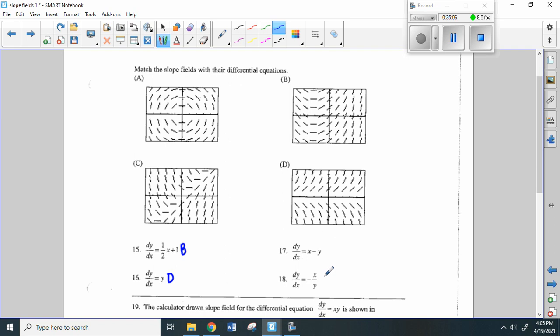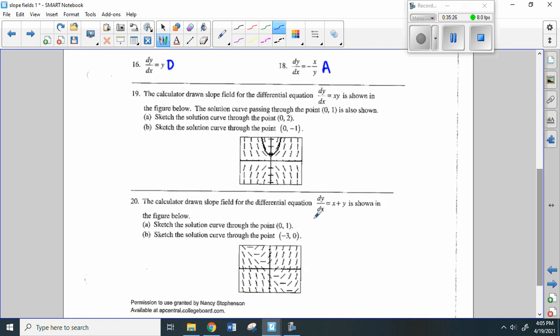But you just need to take some time and check slopes. So when you're matching slope fields to their differential equations, check slopes. All right, so 17 ends up matching C the best, and 18 ends up matching A the best. Okay, now what else might you be asked to do with slope fields? All right, well, here is a slope field that's already given to you. It says the solution curve passing through the point 0, 1 is already shown, and it wants you to sketch a solution curve through the point 0, 2.